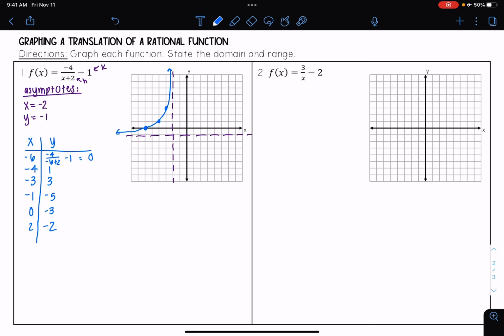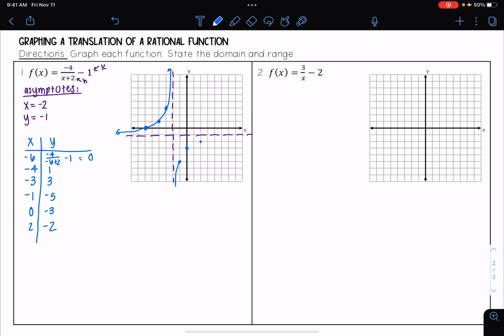for my first branch. And then I have negative 1, negative 5, 0, I actually did 1, negative 3. Okay. 1, negative 5, negative 1, negative 5. 1, 2, 3, 4, 5. Yeah, that's right. 0, negative 3. And then 2, negative 2.